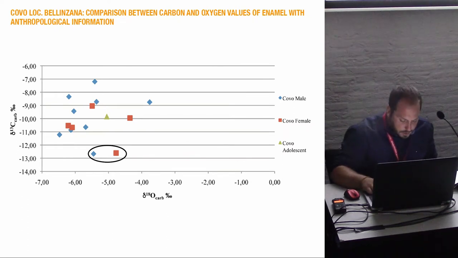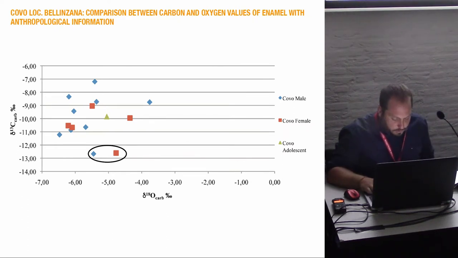About oxygen and carbon, the enamel values of the Covo cemetery are plotted by sex. Oxygen values are distributed in a narrow range. This indicates a single source of water and therefore a similar origin. Carbon values indicate that the diet of most individuals was based on C4 plants. Instead, only for two individuals, the diet was based on C3 plants in childhood.